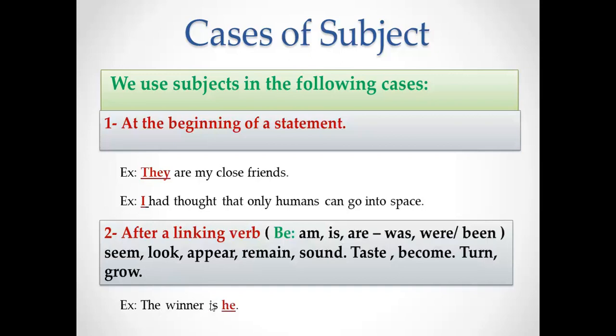When I say the winner is he, here we have a linking verb. I cannot say the winner is him. If we read the sentence from the back, he is the winner. He is called in English predicate nominative. Predicate nominative. It's the subject of the sentence. So number one, we use it at the beginning of a statement. Number two, use it after linking verb.